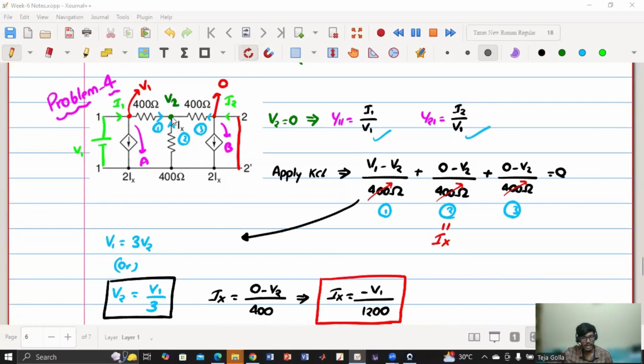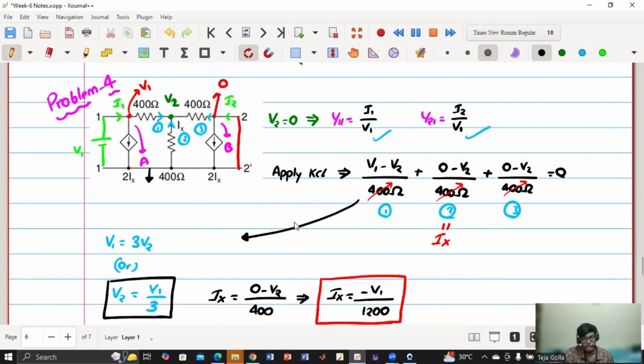So if I apply KCL here, the current in this one is V1 minus V2 by 400. And this two part is 0 because I have considered this as ground. Maybe I should have mentioned. So if this is ground, it will be 0 minus V2 by 400. And this is shorted, right? So this 0 is coming over here, 0 minus V2 by 400. So now if you do it, it is V1 minus 3V2 equals 0. So V1 equals 3V2, V2 equals V1 by 3. Is that clear? Yes, sir.